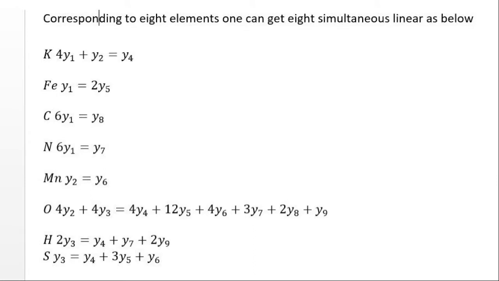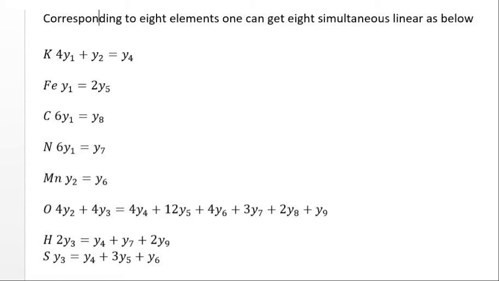These correspond to 8 elements. One can get 8 simultaneous equations as below. Based on the chemical equation, their order is potassium, iron, carbon, nitrogen, manganese, oxygen, hydrogen, and sulfur. Since we have 8 different elements, they also serve as the 8 rows in the matrix. Later on in the video, you will understand.